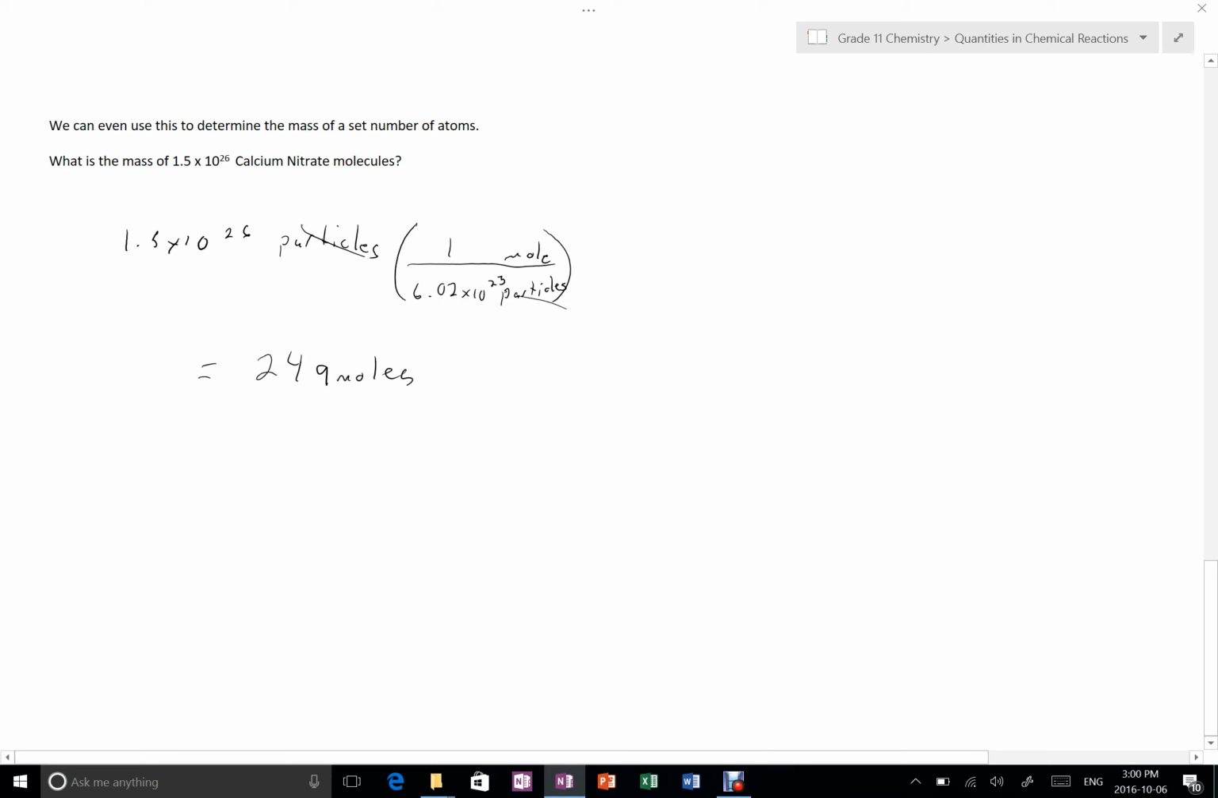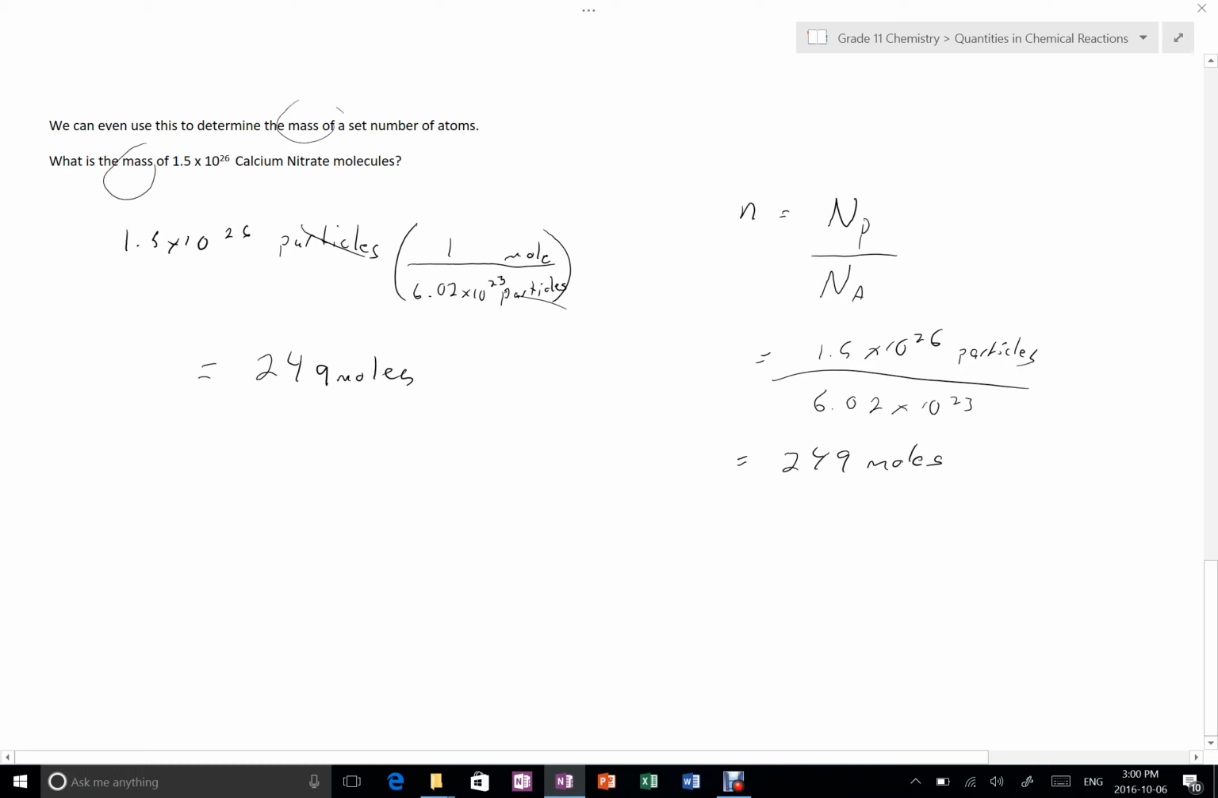Or if you prefer the formula, remember that the number of moles is equal to the number of particles divided by Avogadro's number. So you can get to 249 moles that way. It's important to go to moles because we want to get to mass eventually.